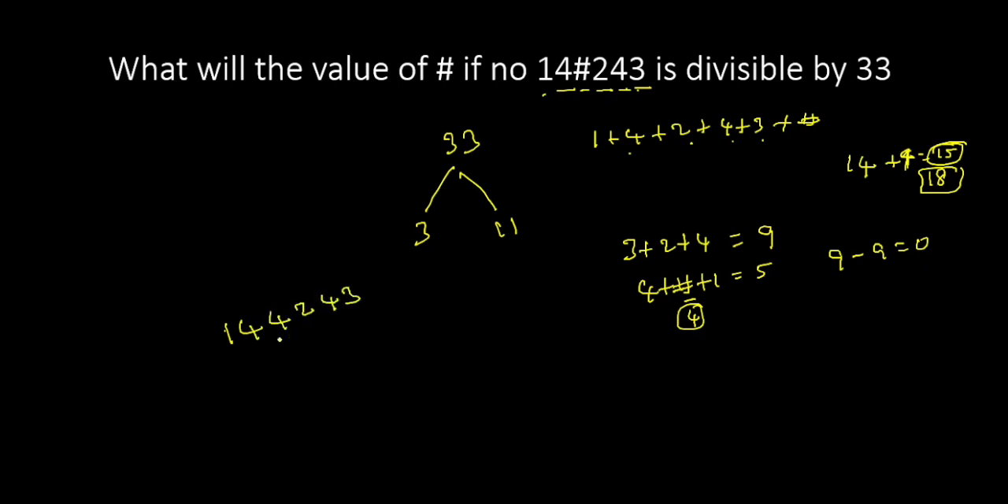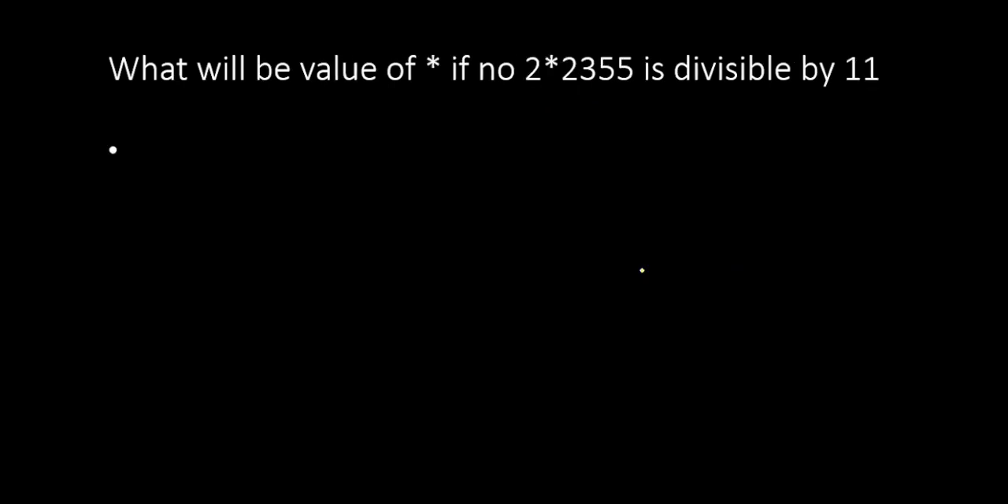Why am I not substituting with 1? When I substitute with 1, it will be divisible by 3, but it won't be divisible by 11. So I should also take 11 into account. So this entire number will be divisible by 33 at this moment. So 1, 4, 4, 2, 4, 3.